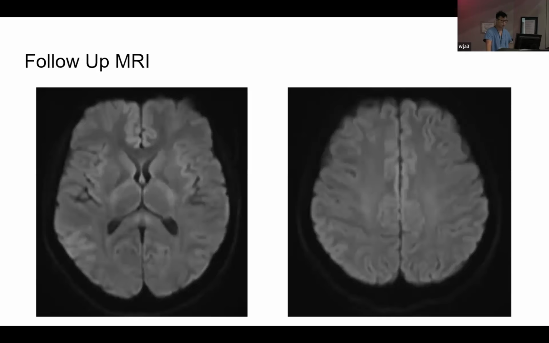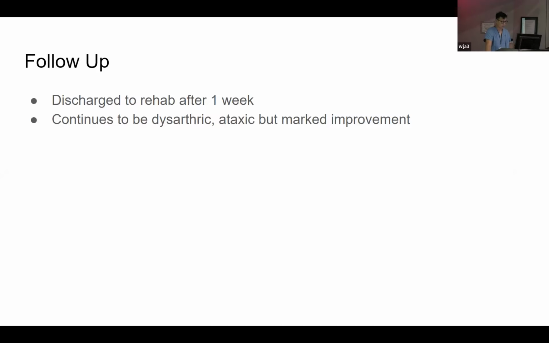Since there are no infectious signs on the CSF, expert opinion now is to treat with a course of IV steroids. She received 5 doses of high dose methylprednisolone, and this is the MRI after the course of steroids. You see almost complete resolution of the diffusion restriction in the areas we saw earlier. Her symptoms didn't recover completely, but she was much improved from admission, and she was discharged to rehab after just 1 week of stay here after completing the steroids. Hopefully, given her young age and other case reports, she will continue to improve and achieve full recovery.